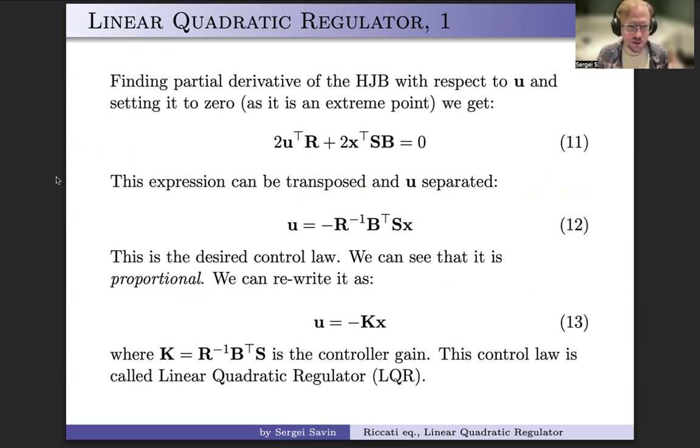Now, notice we have been doing a little bit of mathematics, but what we achieved is optimal control. We already found something. So this equation 12 gives us the best possible control that an LTI system can have under the cost that you chose. So depending on which cost you chose, this will be the best control for this cost.